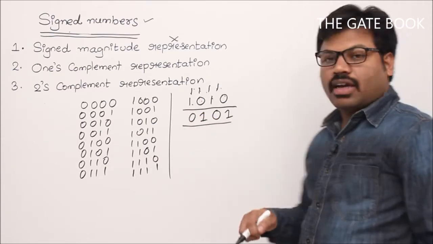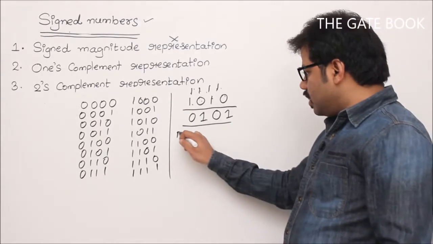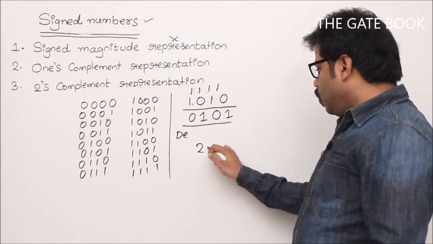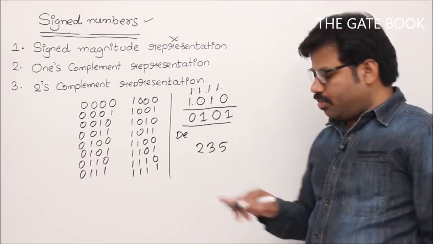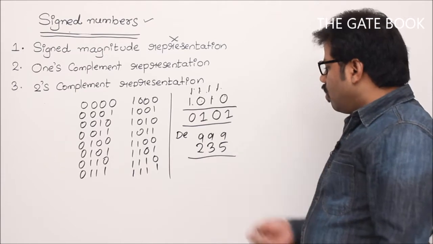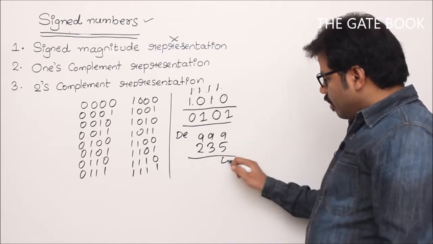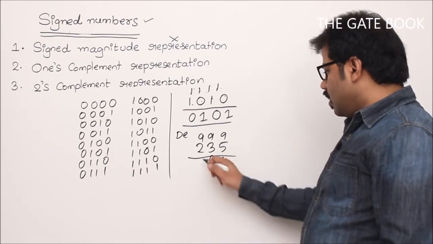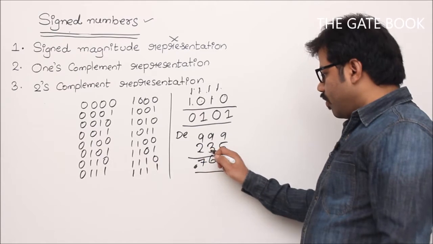Similarly, there is a nines complement also. For example, in the decimal system, when you have a decimal number like 235, what is the nines complement of this? It is got by subtracting 235 from all the nines. 9 minus 5 is 4, 9 minus 3 is 6, 9 minus 2 is 7. This is called the nines complement of 235.